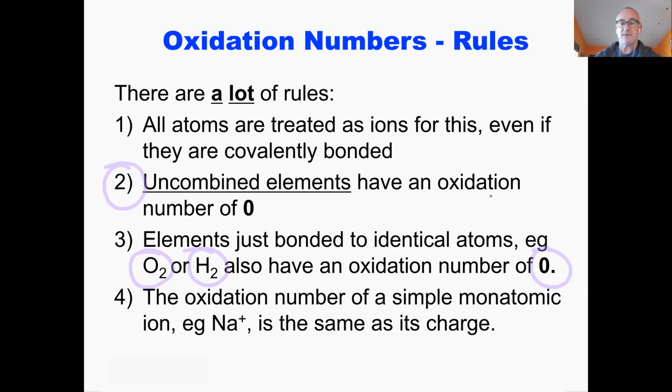Now the oxidation number of simple ions, monatomic ions, sodium, potassium, chloride, fluoride, is the same as the charge. So sodium +1, calcium +2, aluminum +3, fluorine -1, and so on. If it's a simple monatomic ion, the charge is the oxidation number. That should be fairly easy to remember.